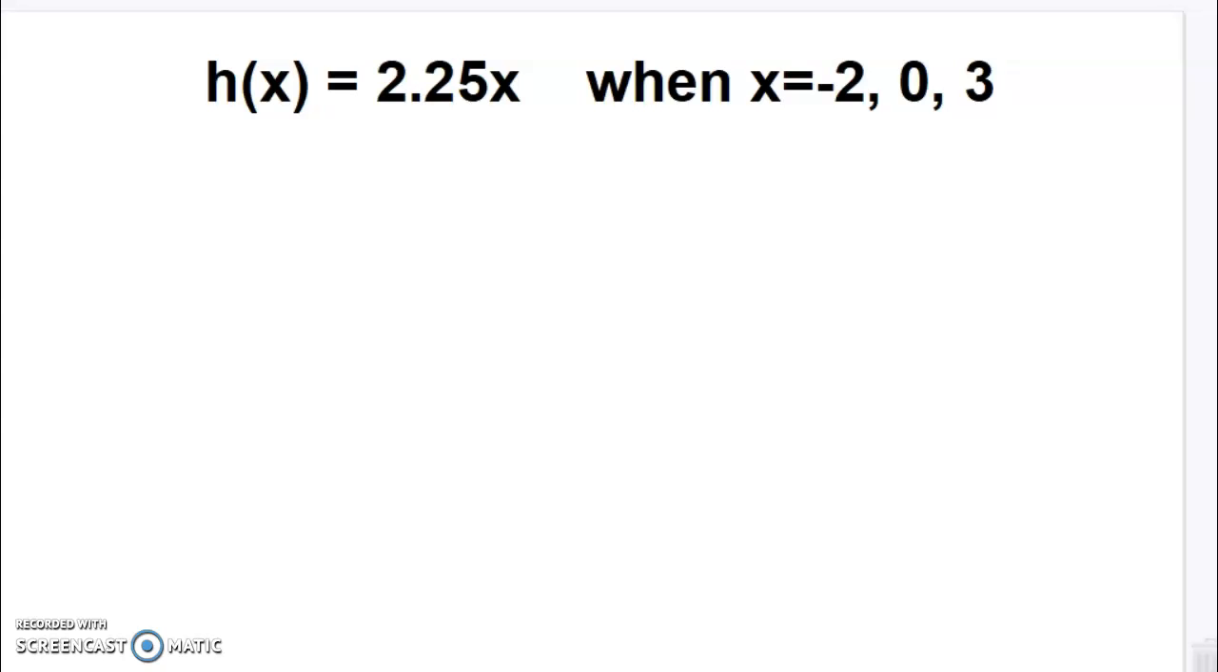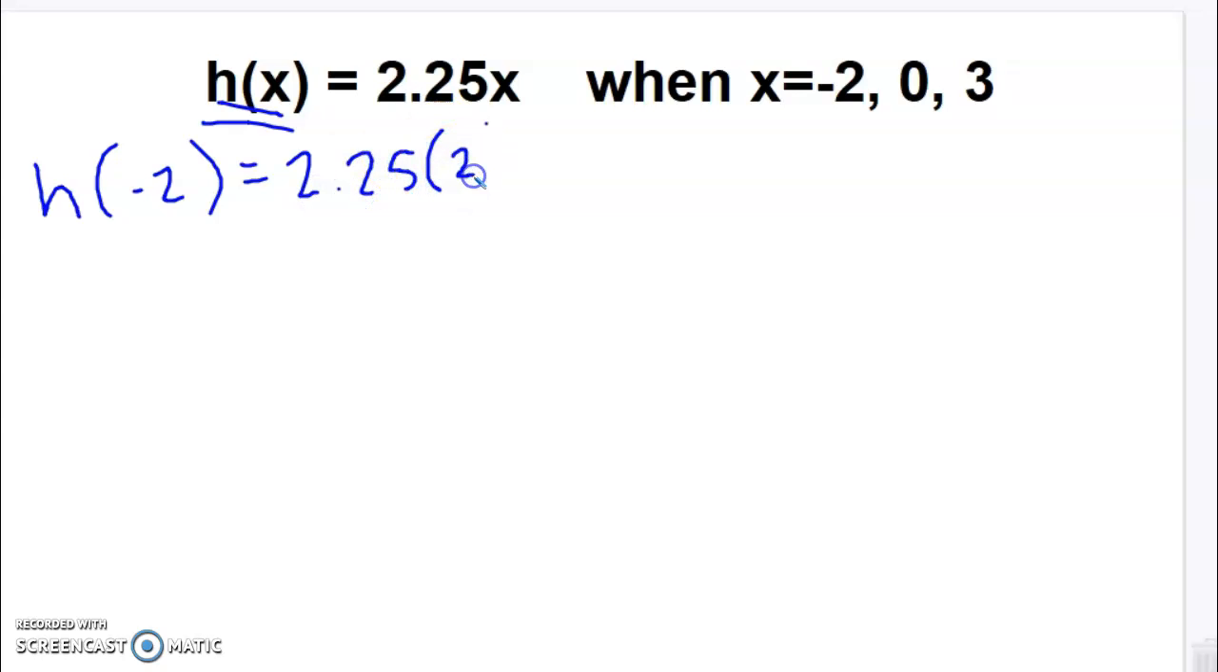So in this case, we have to solve, and notice this one doesn't say f of x, it has the variable h, or it has the function h. So we're going to call this h of x. So we're going to solve this as h of negative 2, where we substitute negative 2 in for x, and then we solve. So 2.25 times negative 2 gives us an answer of negative 4.5.